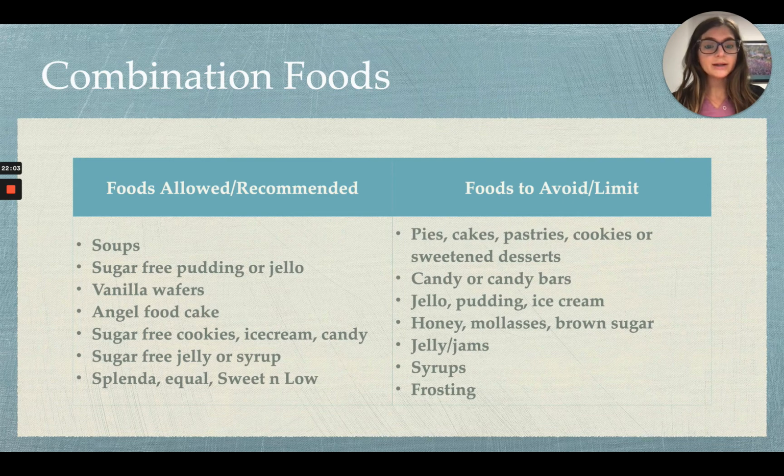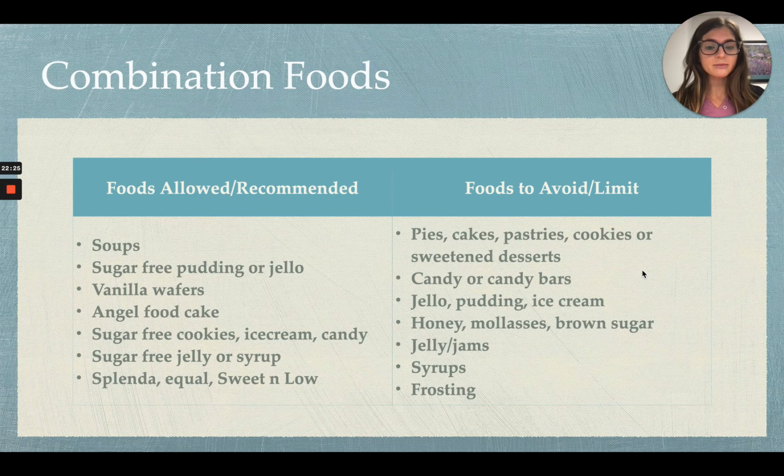Foods to avoid and limit: pies, cakes, pastries, cookies, or sweetened desserts. And these food items are going to be very heavily concentrated in sugar and will cause a pretty high spike in your blood glucose levels, similar to candy or candy bars, regular jello, pudding, or ice cream, all going to have a pretty high amount of sugar in them.